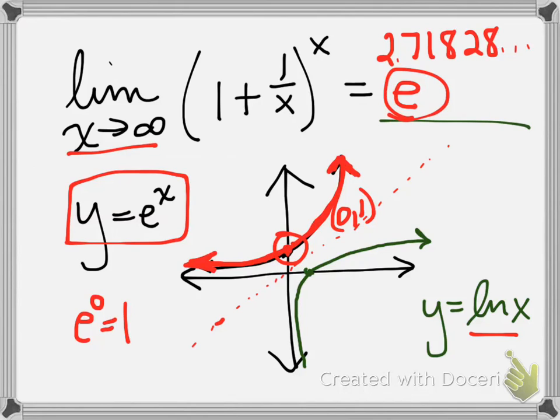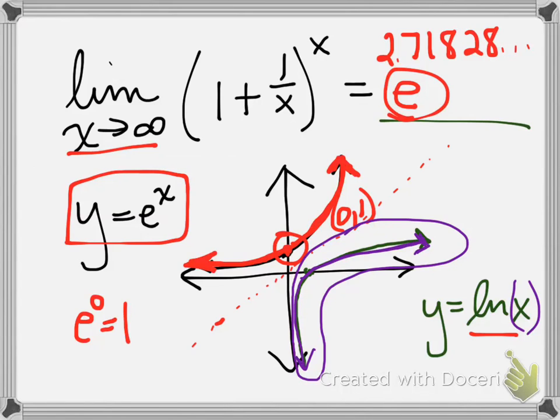Ln x, on the other hand, is always to the right of the y-axis. If you recall, you can't take the natural log of a negative number. So it never goes to the left of the y-axis, which means you never have a negative x. It approaches infinity very slowly as it goes to the right, and it approaches negative infinity as it goes down this way.